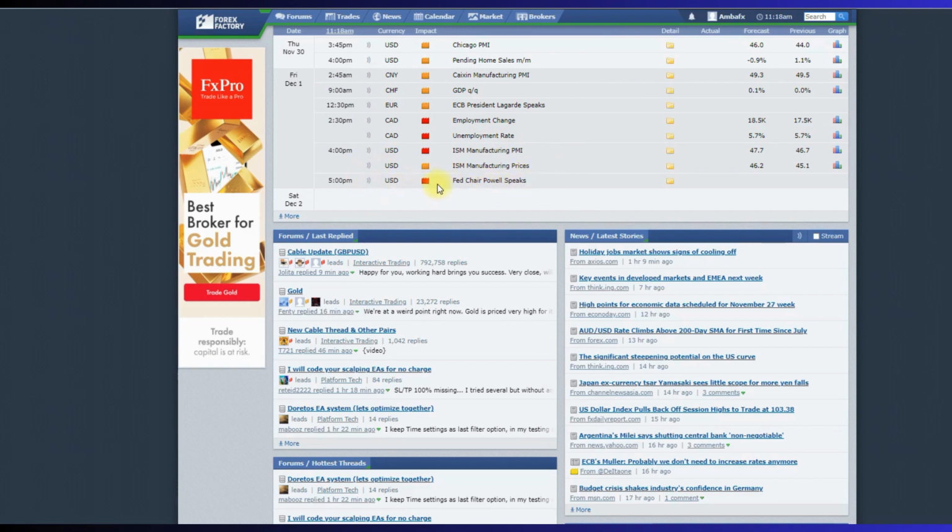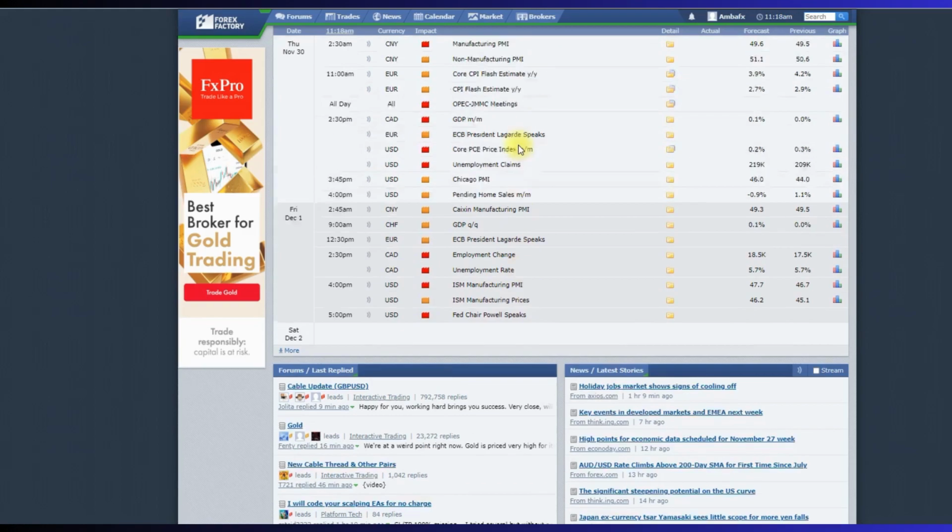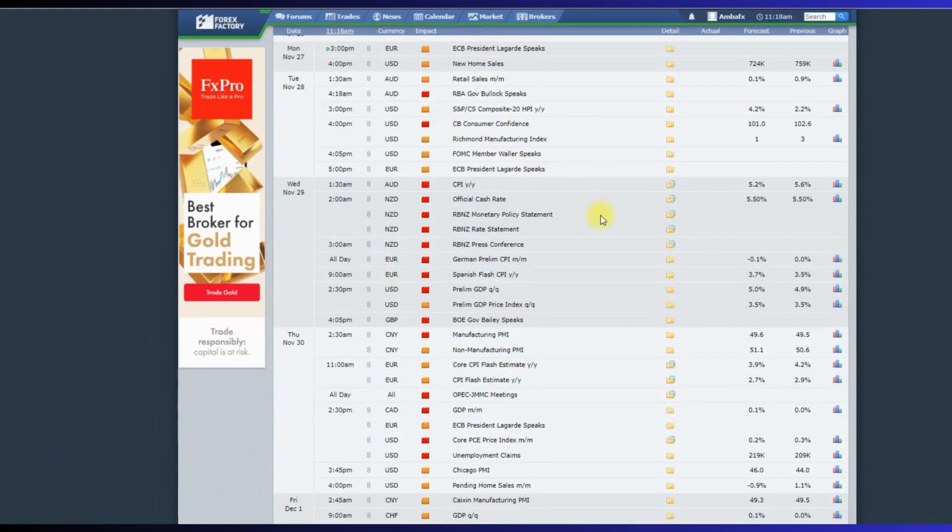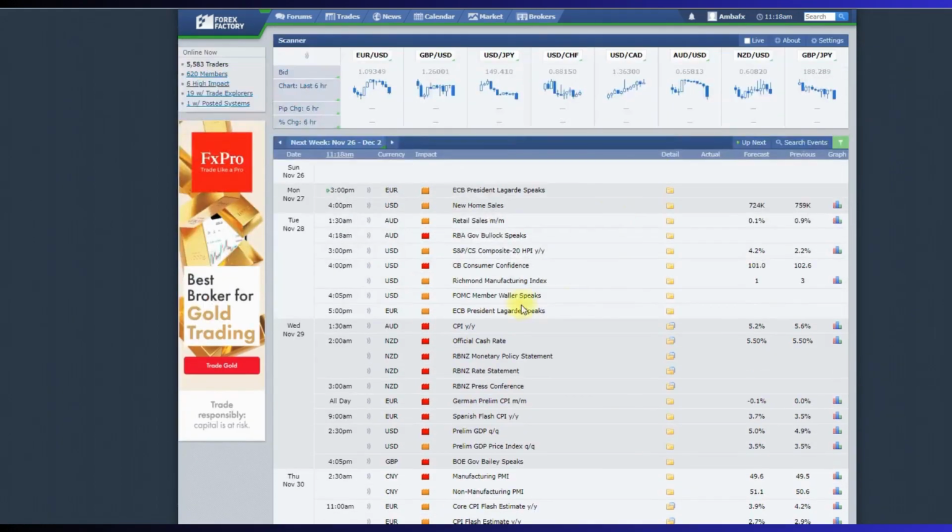You see, this speech is indicated with red. It means it is a high impact news. Don't joke with it. And then that is it. So that's it from the economic activities of next week. So let's see how price looks.